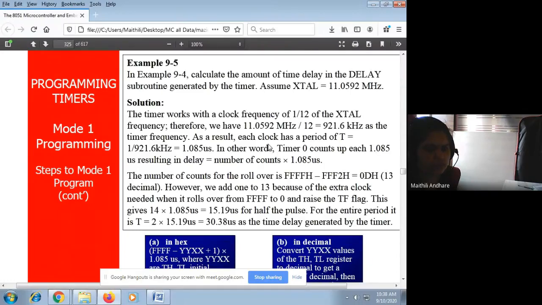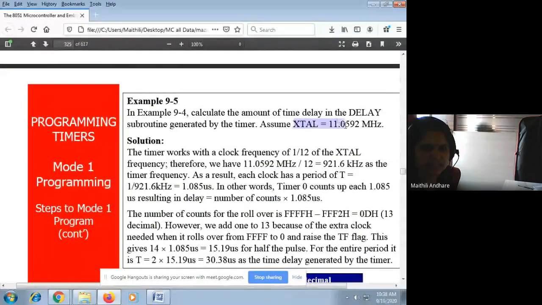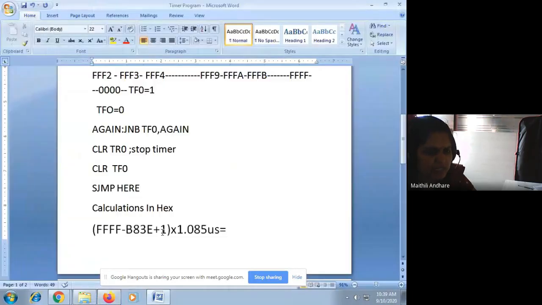Okay. Whatever the value coming, most of the time the crystal frequency is 11.0592 megahertz. In some cases they may change the frequency, but in the standard book they have given 11.0592 megahertz frequency.